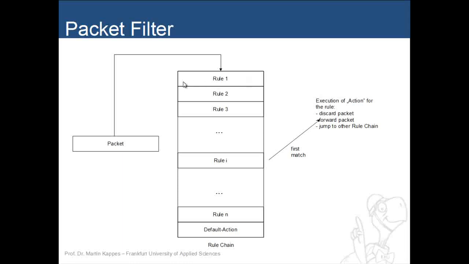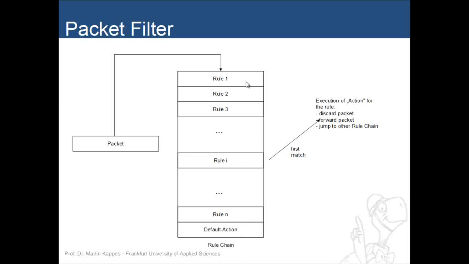If the specified features do not match, then the packet is compared against the features of the next rule. If they match, again, the action for this rule is executed. If not, the packet is compared against the next rule, and so on and so forth, up until there is a match. The rule where we have the first match, that action is going to be executed. If there is no match whatsoever for all the rules in the chain, there is a specified default action which will then be executed.